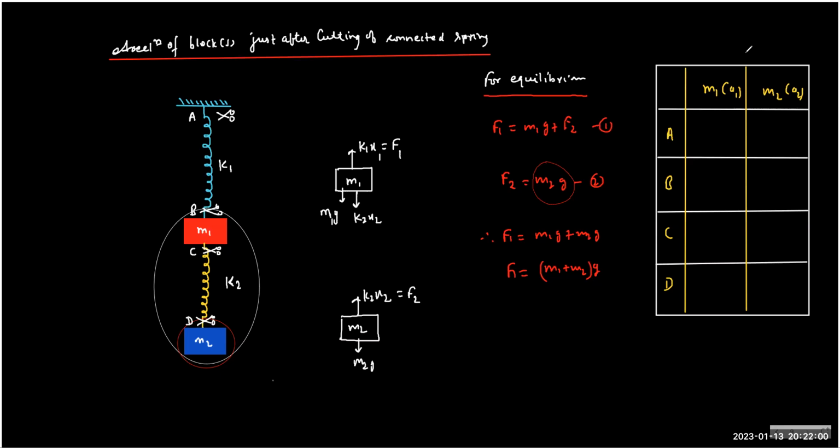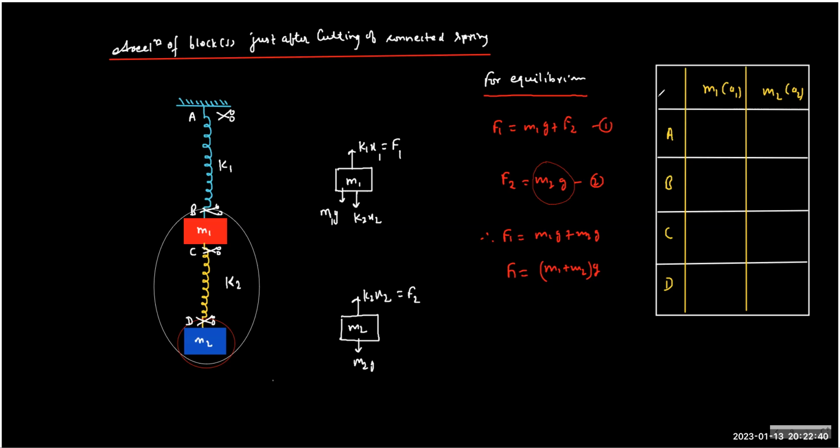When you cut at C, what will happen? M1 will not experience the spring force due to the lower spring, isn't it? But M2 will still experience the spring force due to the lower spring. So you're supposed to tell me the acceleration just after cutting at A, cutting at B, cutting at C.